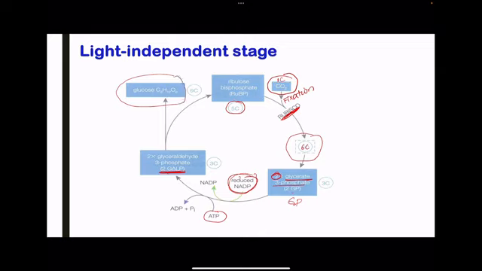The remainder is going to be used to regenerate the 5-carbon molecule, which is RuBP, that is later going to be used in the same cycle. This cycle is called the Calvin cycle.